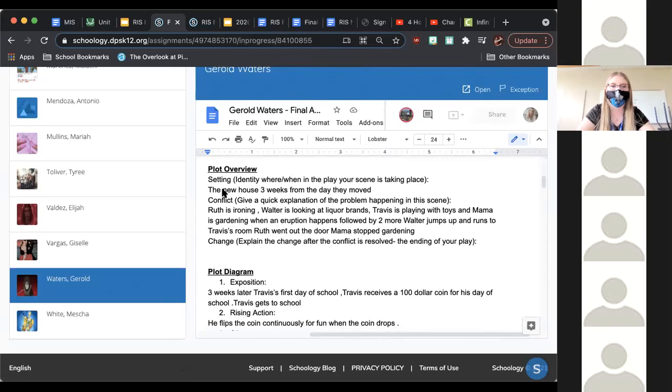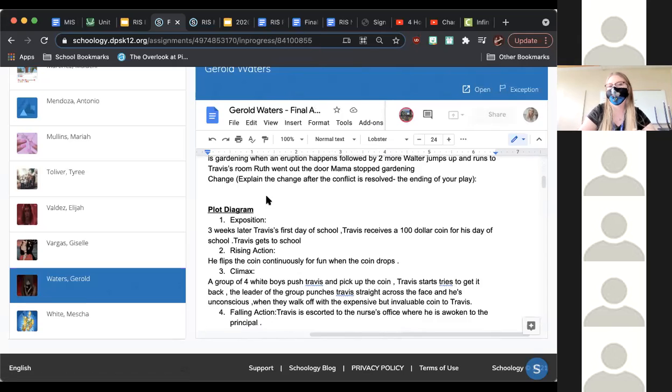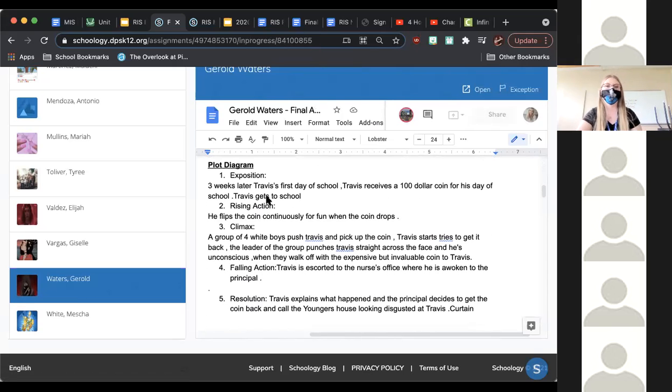Does he have a setting? Okay, it's in the new house. It's 3 weeks from the day they moved. We could probably add in what the weather is like, where the characters are, and what characters are going to be included. It looks like Gerald has some editing to do there, so we won't focus on that.